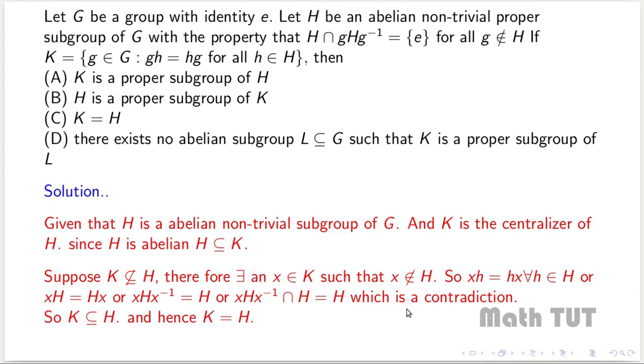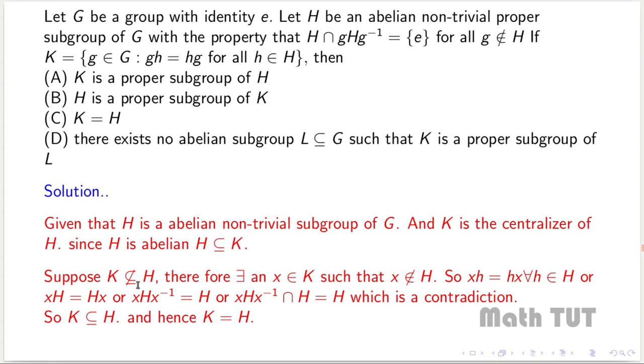Why we get a contradiction here is because any x or any g which is not in H should satisfy this particular condition. But we have got an x which is not in H, actually outside H, and because x is in K and K is in G, for that particular x we got H intersection xHx inverse to be H, not singleton e. So we have a contradiction. That means K has to be a subset of H. So hence we get K is equal to H. So this statement is true.